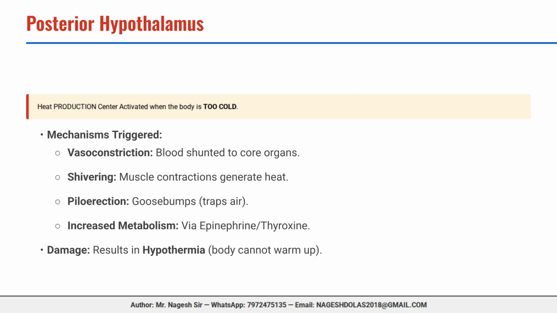The posterior hypothalamus is the heat production center activated when the body is too cold. It triggers vasoconstriction, shivering, piloerection, and increased metabolism. Damage results in hypothermia, as the body cannot warm up.